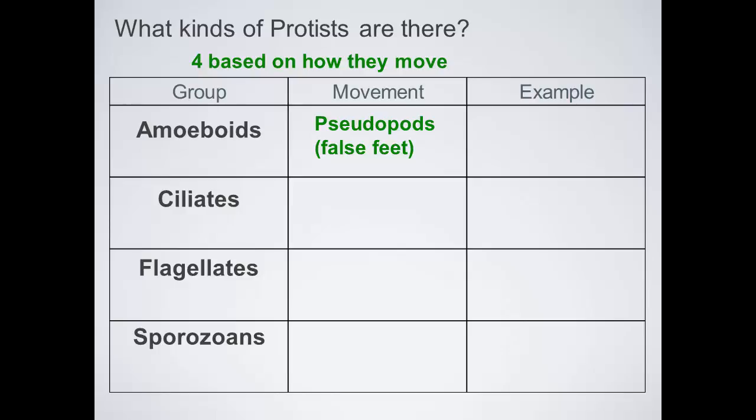Pod means feet. Like, what's a doctor that specializes in people's feet called? A podiatrist, P-O-D, podiatrist. They work on people's feet. So these pseudopods just kind of ooze forward, and that's how it moves along, just by blobbing along. We're going to look at an amoeba tomorrow, and that's one of the types of protists that moves this way.